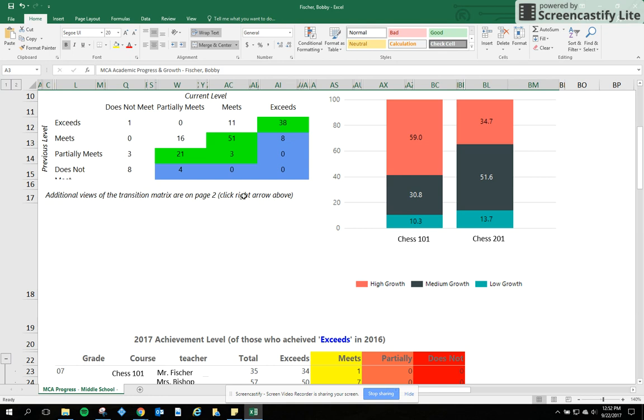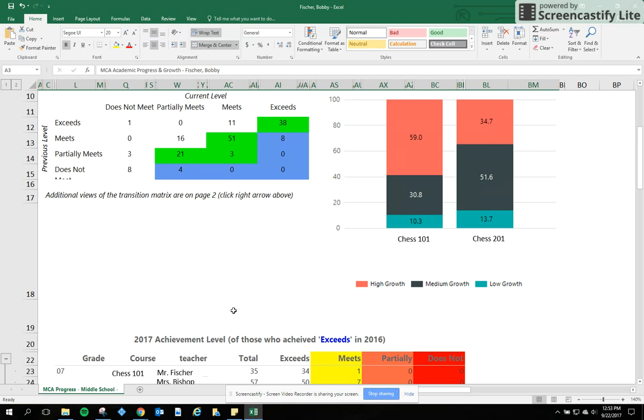This next set of graphs right here takes a look at all the students that Bobby Fisher had. And when he received the students in his class, the previous year, some of those students exceeded. Some of the kids in his classes the previous year met, partially met, and did not meet. What this graph shows is, hey, of the exceeded kids that he received, how did they do the year he had them? Well, of the exceed students, 38 of them exceeded again when he had them. 11 of those exceeded students met, 0 of them partially met, and he had 1 student that exceeded the previous year, but this year did not meet.